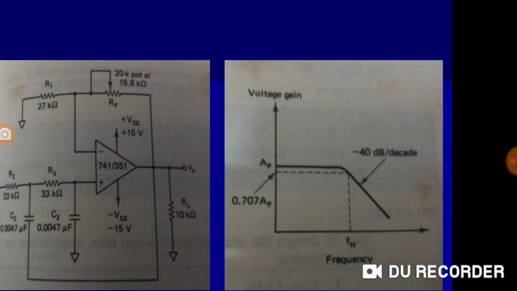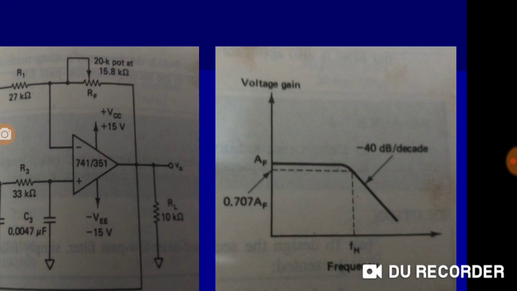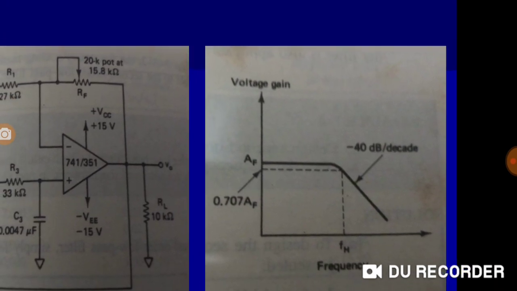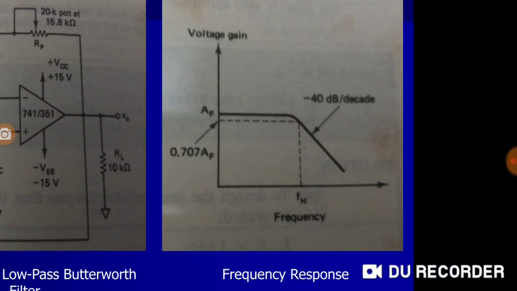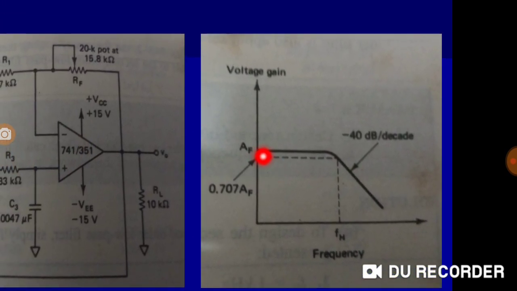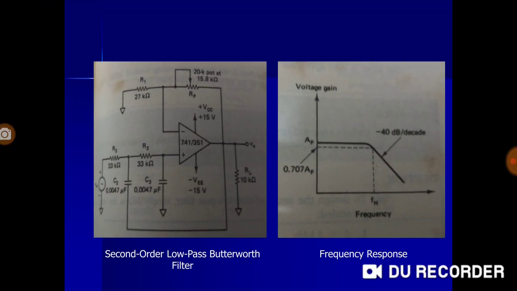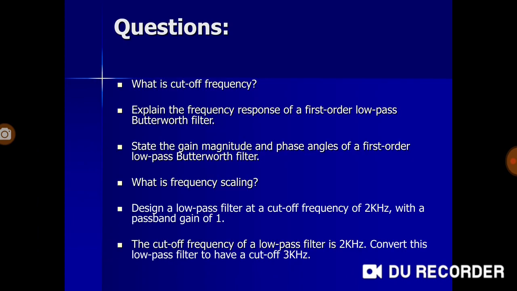If you look at the response again, I'll just point out that until FH the passband gain is AF, then at FH it is 0.707 of AF, and then it gradually goes down. This rolling down is minus 40 dB per decade. So for every decade change in frequency, the gain goes down by 40 dB. So this is the frequency response of the second order Butterworth low pass filter.